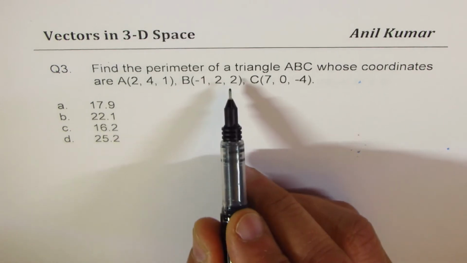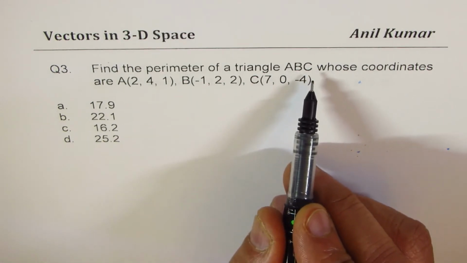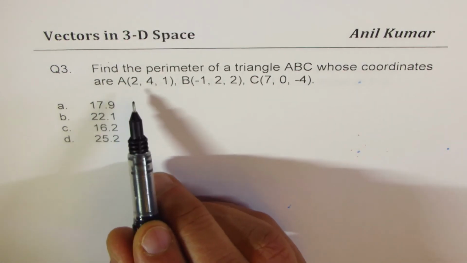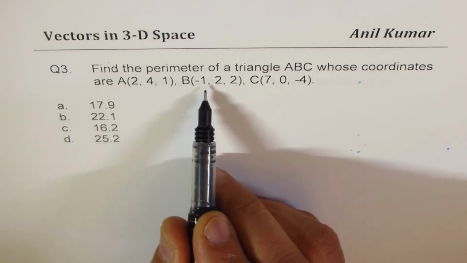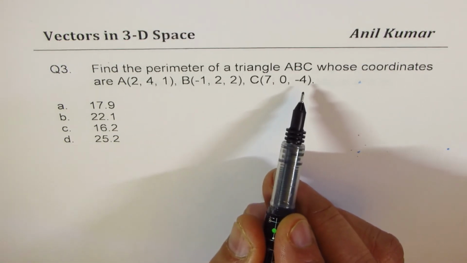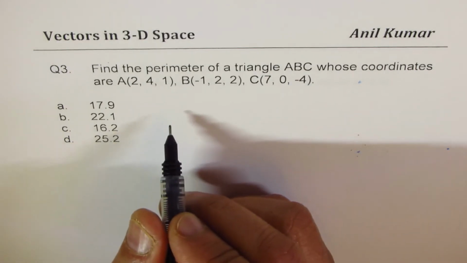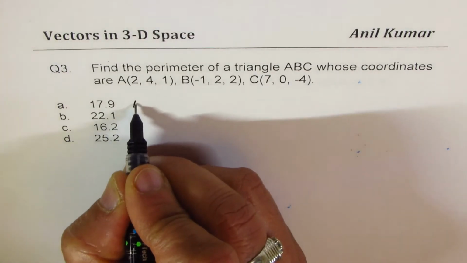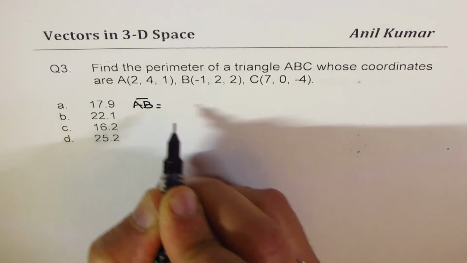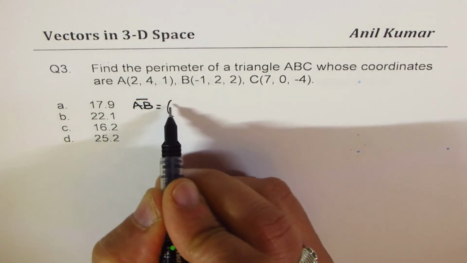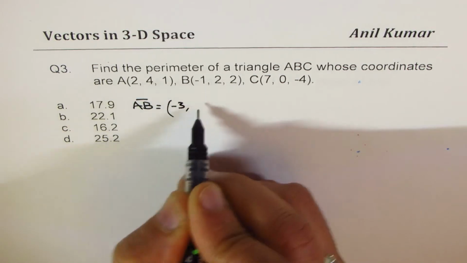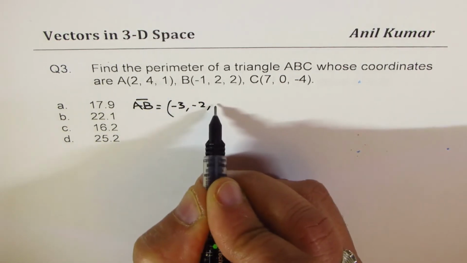Find the perimeter of a triangle ABC whose coordinates are: A is 2, 4, 1, B is -1, 2, 2, C is 7, 0, -4. Perimeter means length of each side has to be summed up. So let's find what is AB. AB will be this minus this, which is -3. 2 minus 4 is -2. 2 minus 1 is 1.